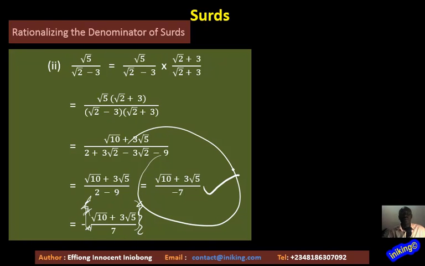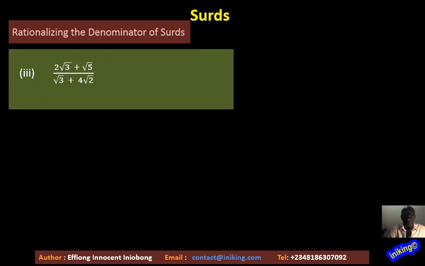So that's it. Rationalizing this denominator, root 2 minus 3 gives us minus 7. And the numerator changed to this. So we have rationalized that expression. We move to the next question. The next question says we should rationalize this: 2 root 3 plus root 5 over root 3 plus 4 root 2. Do not bother yourself with the numerator. When we are rationalizing, we are just looking at what? We are looking at the denominator.